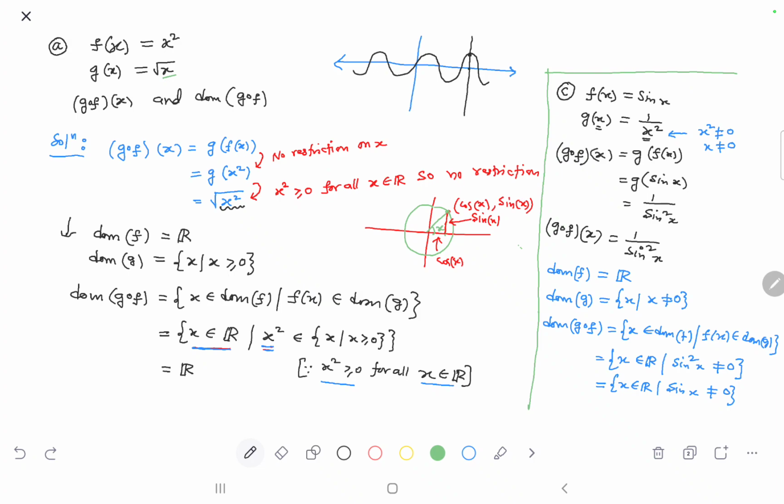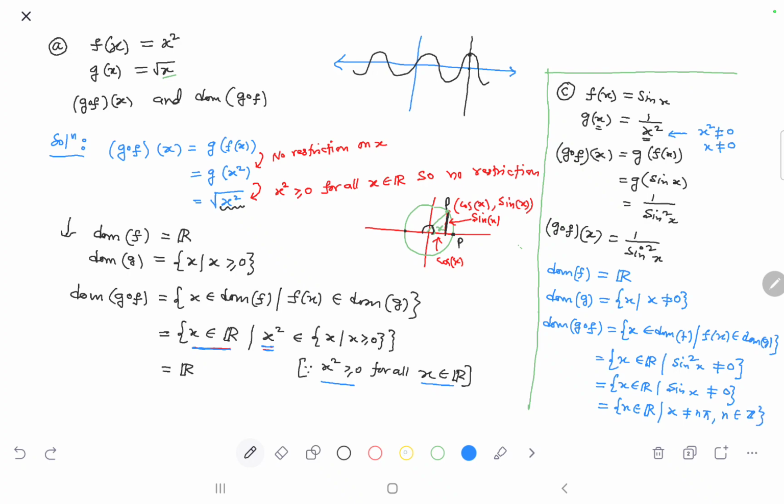Now look at this. Let's say this is point P. If the point is here, then there is no height. If the point is here, the angle is 0. If the point is here, the angle is pi. If the point is again here, then 2 pi, then 3 pi, 4 pi, 5 pi, 6 pi, like this. So sine x is 0 if and only if x equals n pi, where n is an integer. So we will take those real numbers x such that x is not of the form n pi, where n is an integer.